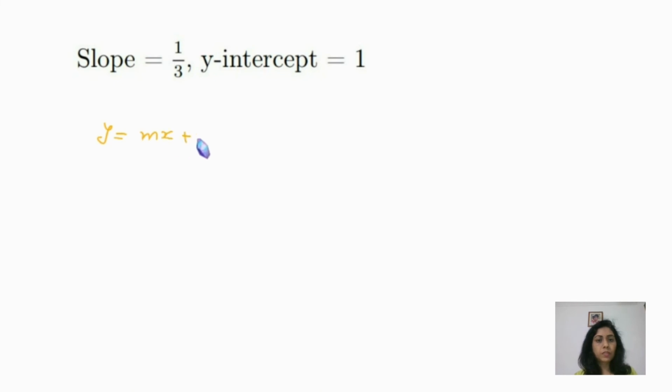y = mx + b. What is given here? The slope. The slope is 1 upon 3 x. And what is the y-intercept? The b value, 1. And this is the answer. So if you know the slope and y-intercept, you can easily represent the equation in this form. It is called slope-intercept form.